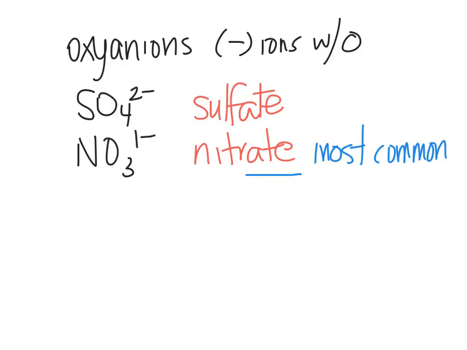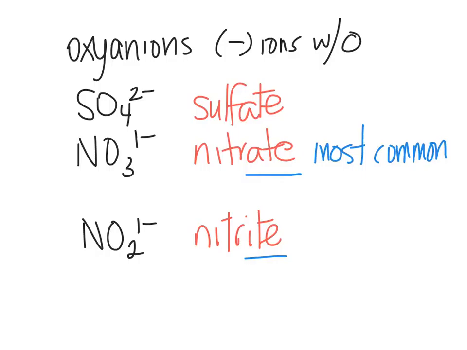If you lose one oxygen, your charge does not change, but your name does. We talked about this yesterday. So it's nitrite. That's one less oxygen than the most common.